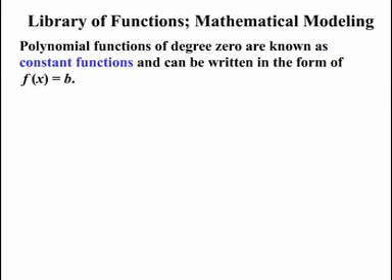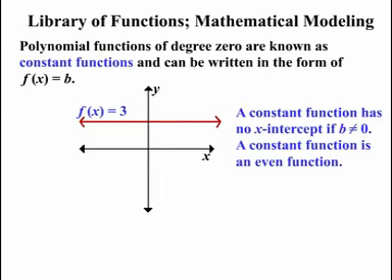Polynomial functions of degree 0 are known as constant functions and can be written in the form f(x) = b. Here you have f(x) = 3, and you see it is just a line where your y value is equal to 3 the whole time, a horizontal line. A constant function has no x-intercept if b is not equal to 0. A constant function is an even function.